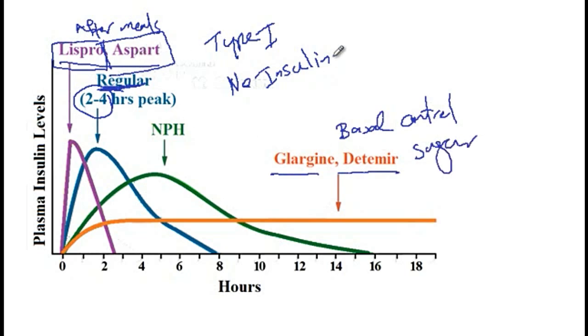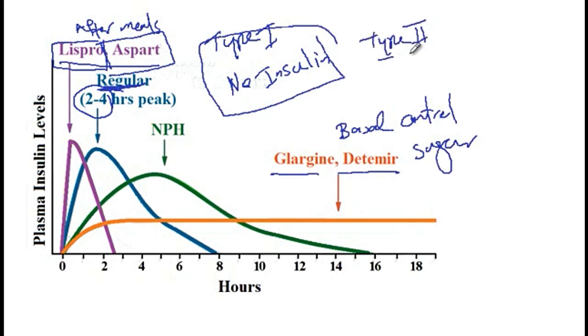In addition to type 1 diabetes mellitus, insulin can be used for the treatment of type 2 diabetes mellitus that does not respond very well to medication. So if you cannot control blood sugar with medications, then you can start insulin injection in patients with type 2 diabetes mellitus. In addition, insulin is used for the treatment of gestational diabetes, and I will go over that in a second.